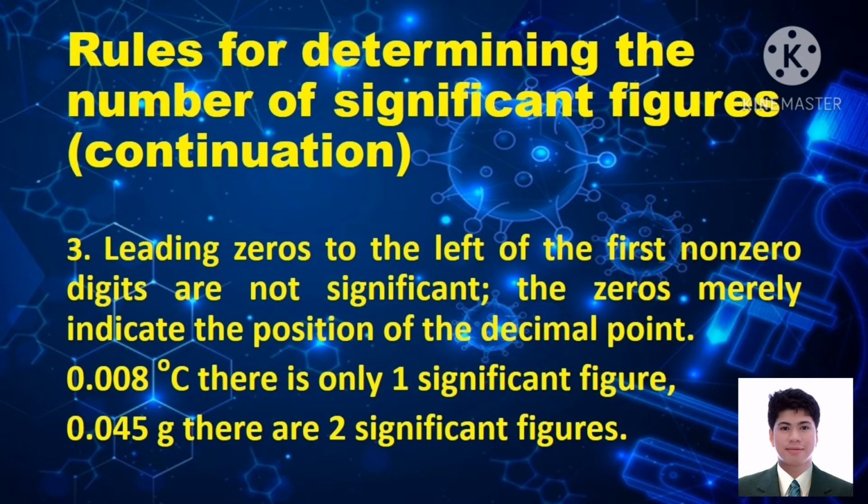Rule number 3: leading zeros to the left of the first non-zero digits are not significant. The zeros merely indicate the position of the decimal point. For instance, 0.008 degrees Celsius, there is only one significant figure. Next, 0.045 grams, there are 2 significant figures.